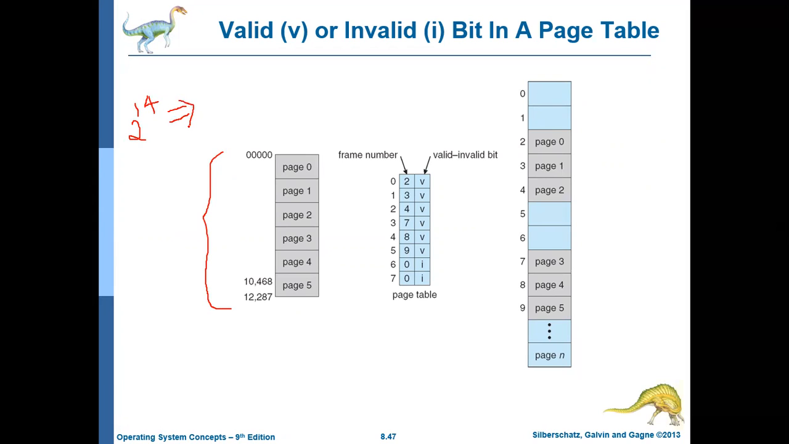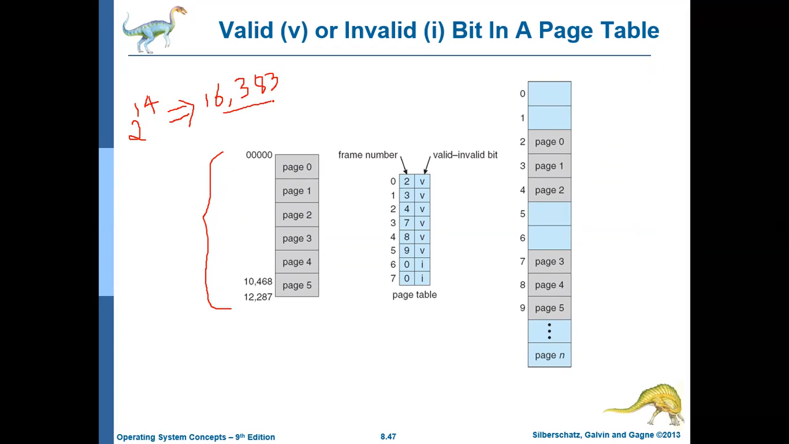2 to the power 14 is 16,383 locations. So basically the logical address space contains 16,383 locations. Okay, right? So the logical address space totally contains 16,383 locations.